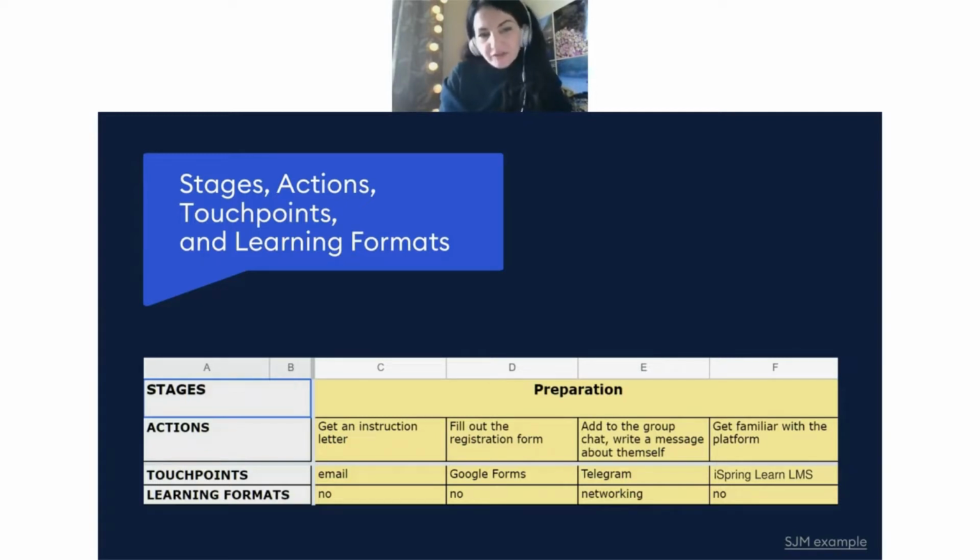So after defining the main stages, you should analyze what actions students should take at every stage. Our example shows a preparation stage, and we see the action taken at the stage. For example, a student gets an instructional letter, fills out the form, etc. Get familiar with the platform, etc. At the stage you should define what actions your students will take, what they will do at every stage of the journey. And at the same time, you can fill in the touch points.